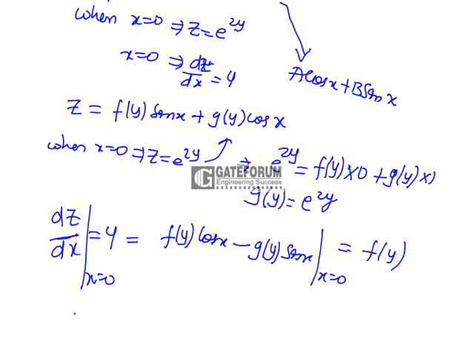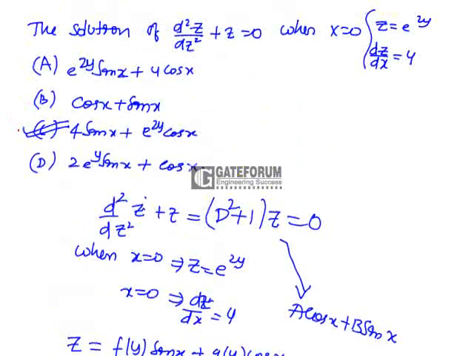Okay, so what is the solution here? Z is equal to f of y, so 4 times of sin x plus g of y e power 2y times of cos x. So option C is the correct answer. Option C is the right answer.